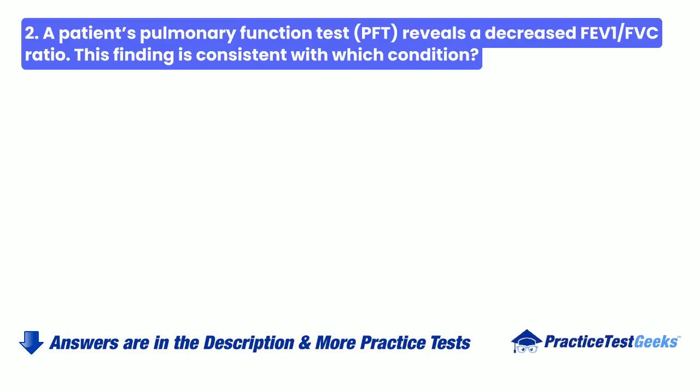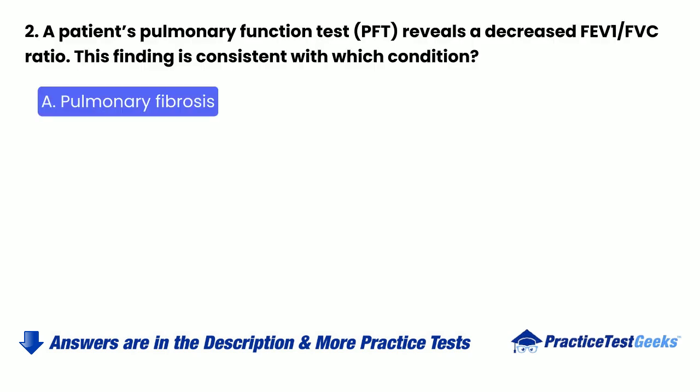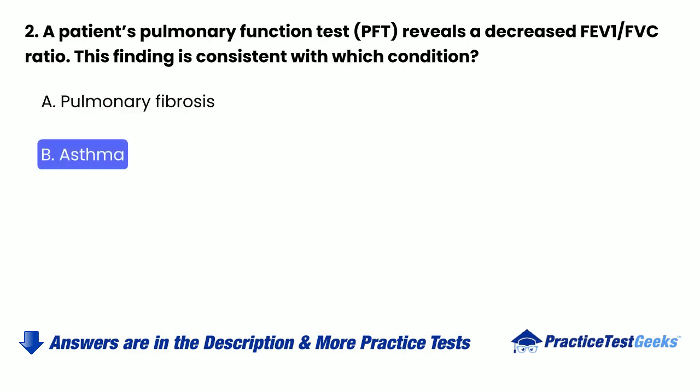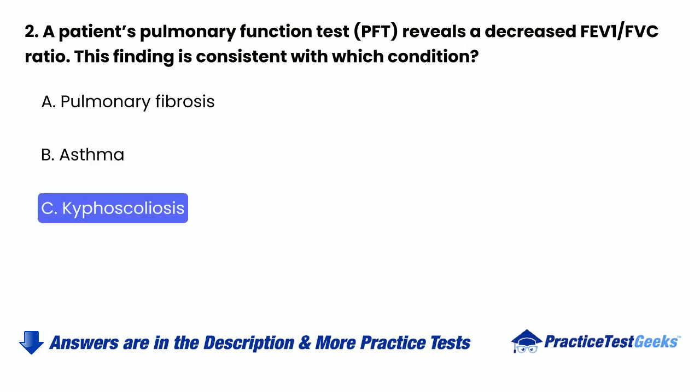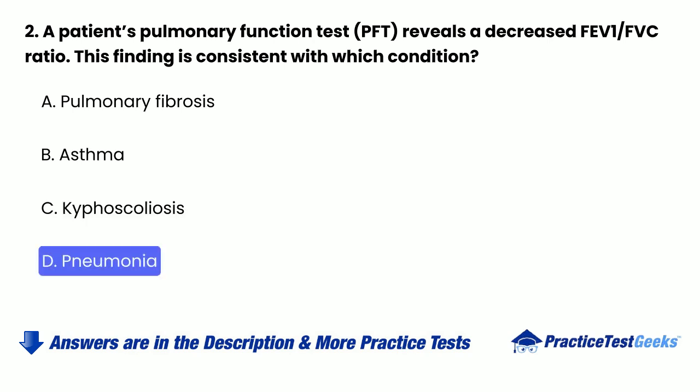2. A patient's pulmonary function test or PFT reveals a decreased FEV1-FVC ratio. This finding is consistent with which condition? A. Pulmonary fibrosis. B. Asthma. C. Kyphoscoliosis. D. Pneumonia.